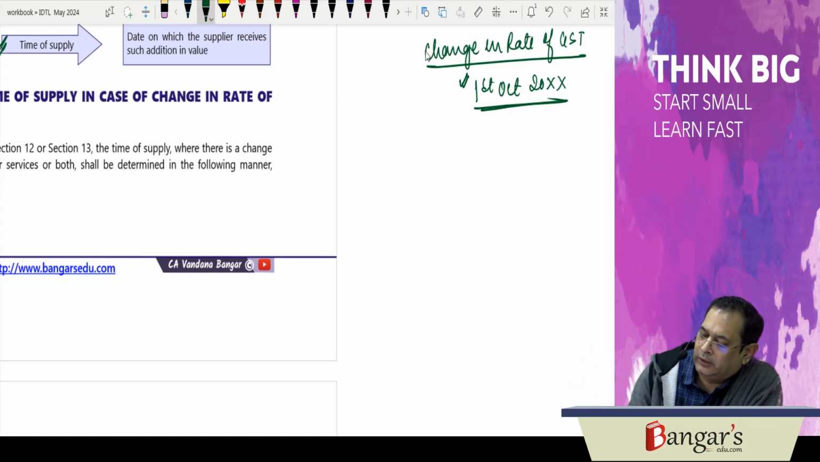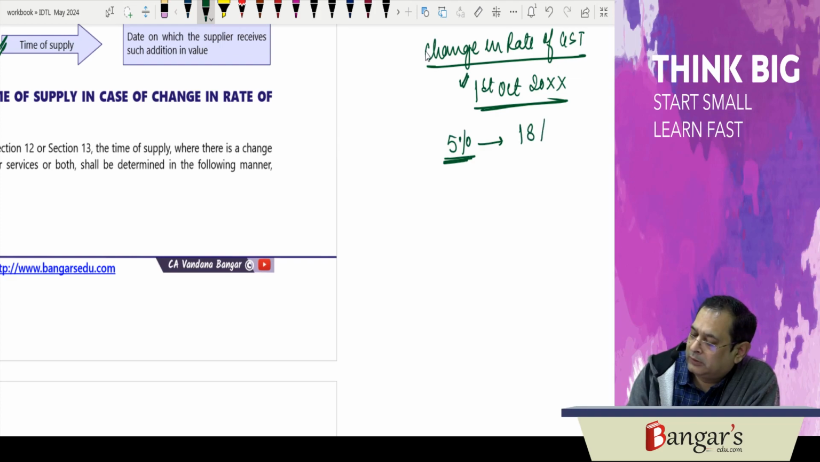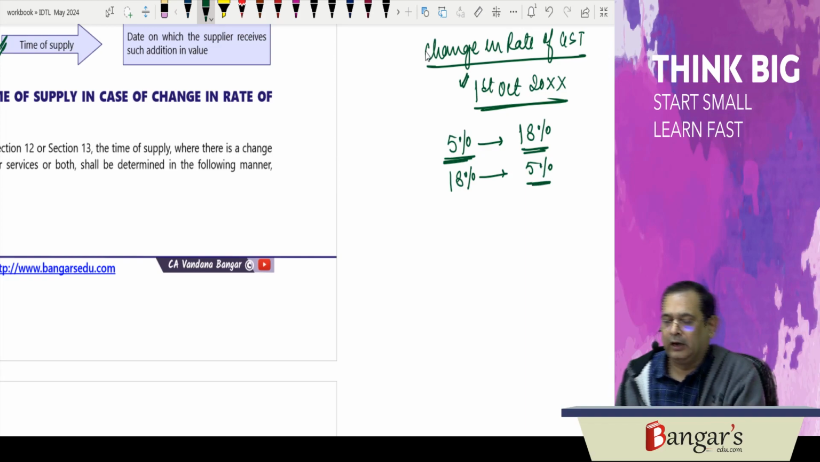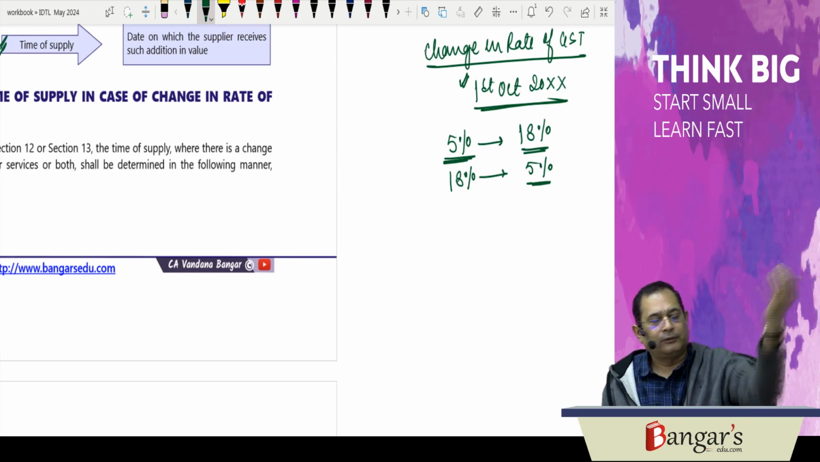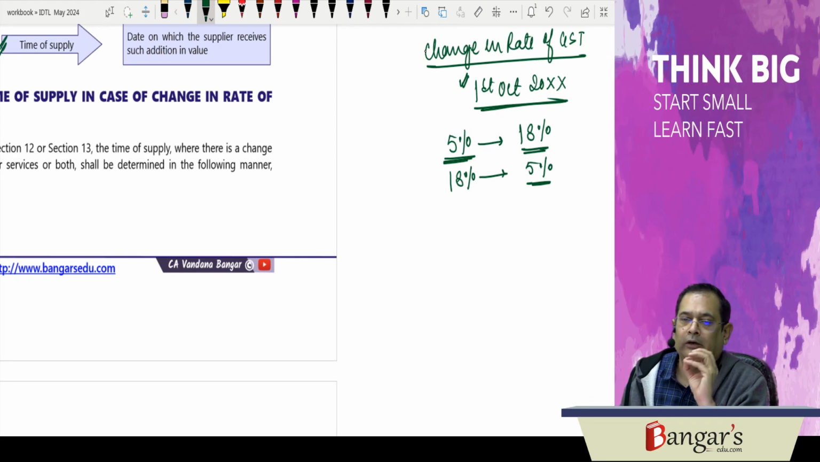Say earlier the rate was, say, 5%. Prior to 1st of October it was 5%. It has been enhanced to 18%. It is one case. Or say earlier the rate was 18% and now it has been made 5%. So it's a change in rate of tax.